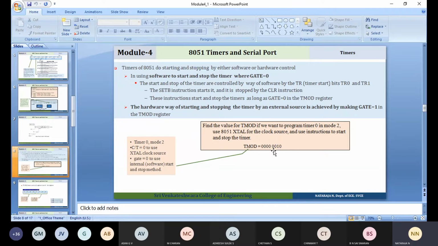If I give GATE equal to 0, it is software, which means we need to give an instruction for the TR. By making use of these bits, we identify whether it is software or whether a hardware external circuit needs to be given. Timer 0 mode 2 operation: C bar T equal to 0, it will use the internal clock source. When GATE is equal to 0, we use the internal, that is software, method to start and stop. Got it, everyone?